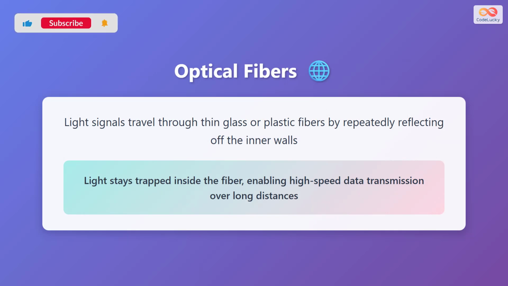One of the most important applications of total internal reflection is in optical fibers. These are thin strands of glass or plastic through which light signals travel by repeatedly reflecting off the inner walls. Because of total internal reflection, light stays completely trapped inside the fiber and can travel over extremely long distances without escaping. This enables high-speed data transmission, forming the backbone of modern internet and telecommunications.